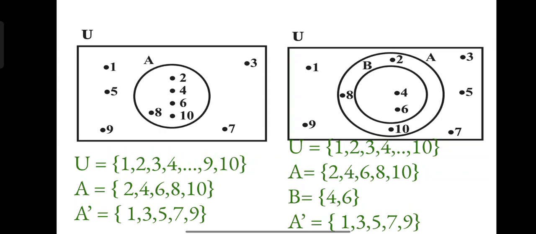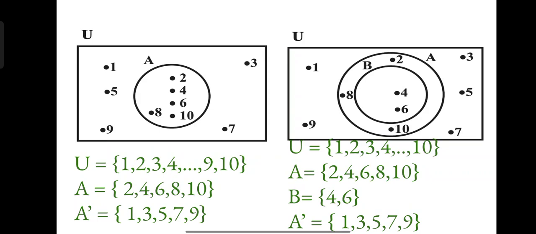So here there is a universal set, and in this picture the universal set consists of numbers from 1 to 10. Inside that there stands a set A. Okay, this A set stands for even numbers less than or equal to 10. So A equals the set of all even numbers less than or equal to 10. So A is a subset of U, and then came the A complement.